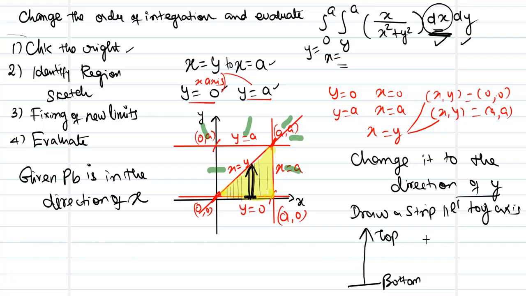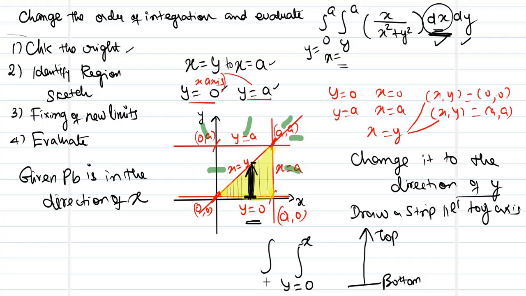So the limits are fixed as, so bottom limit. What is the bottom limit? Y is starting from 0. It moves up and then it reaches the point here. What is this point? Y equal to x. So y varies from 0 to x. So the limits of y are now fixed.